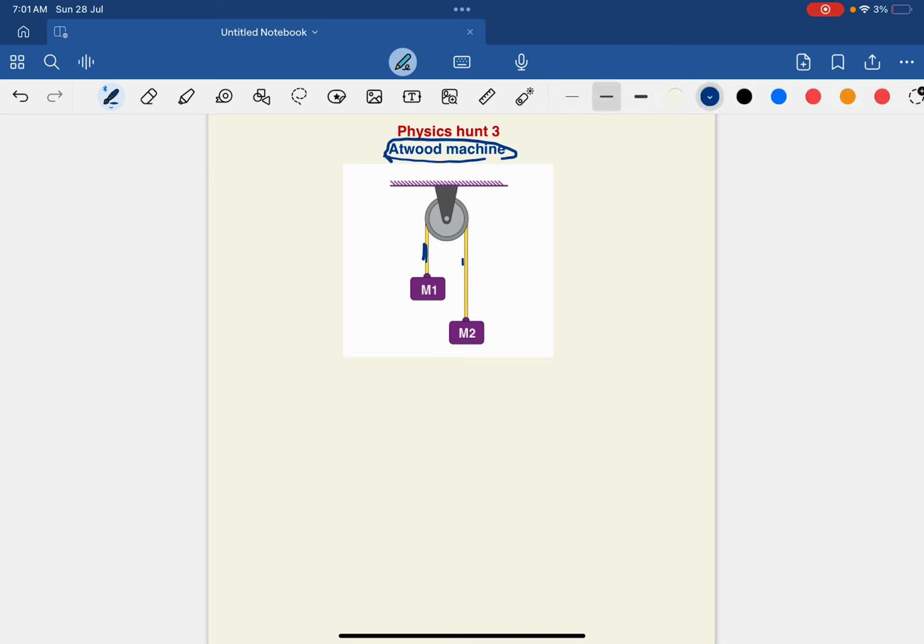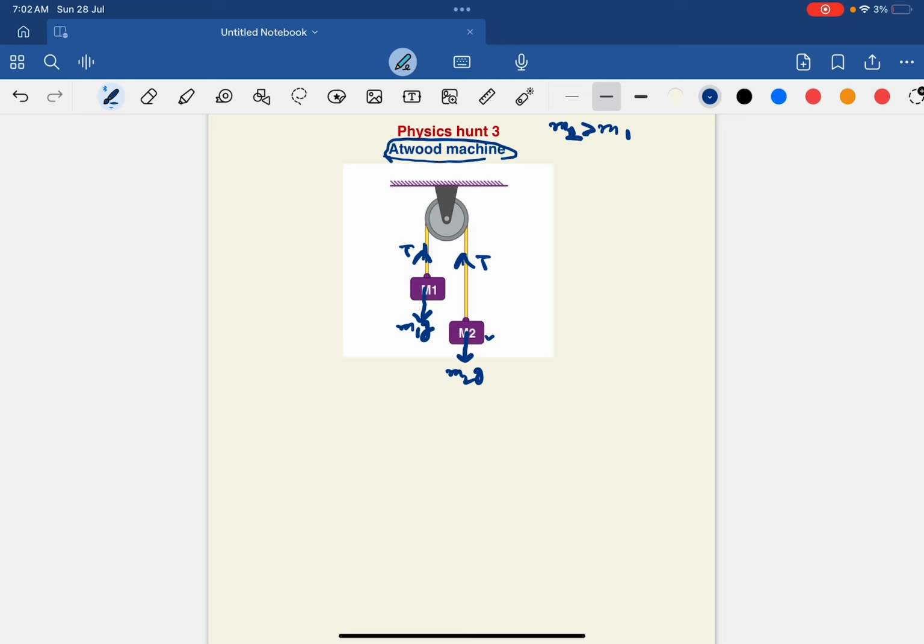Whatever the position of the objects, the total weight is always acting in the downward direction. The first body's weight, m1g, is acting downward, and the second body's weight, m2g, is also acting downward. But tension always acts towards the center of the pulley side. By seeing this diagram, we can easily understand the second object's mass is more, so it moves downward. Let us assume m2 is greater than m1.